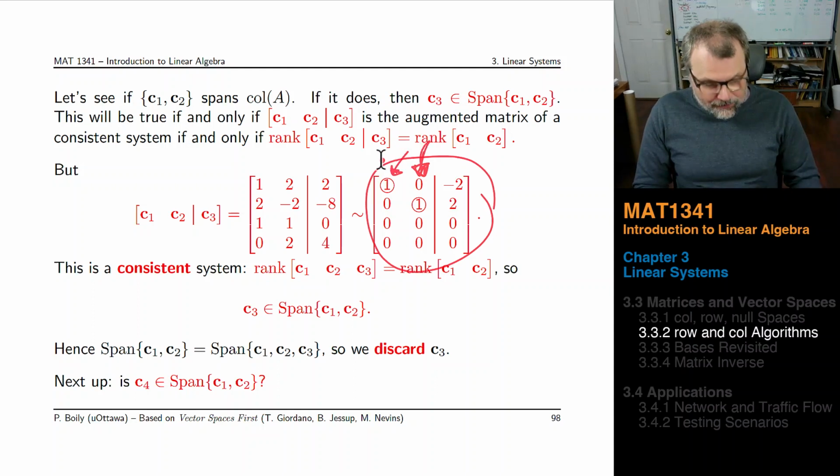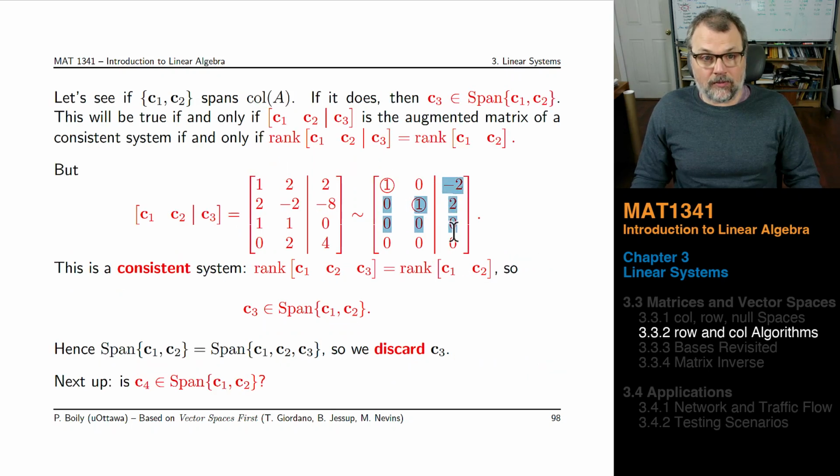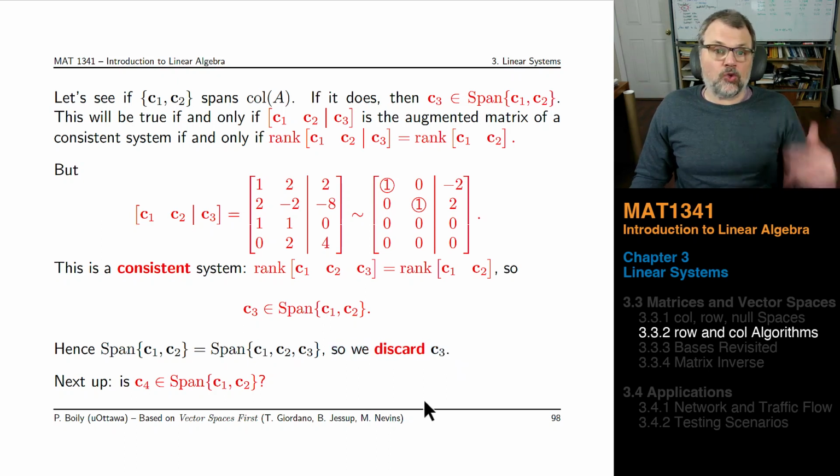Whereas in the previous case, that is not what we had. In the previous case, there was a pivot in the augmented column. Here, I don't have a pivot, a leading one in the augmented column. So that tells me that C3 is in the span of C1 and C2. I can write C3 as a linear combination of C1 and C2. So the span of C1, C2 is exactly the same as the span of C1, C2, C3. Might as well get rid of C3. It doesn't give me new information for the column space of the matrix A.